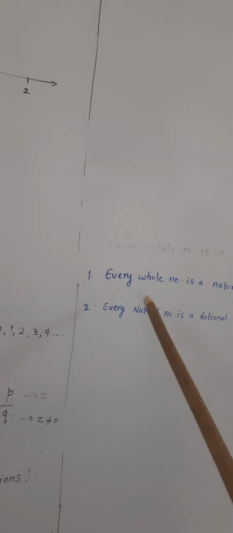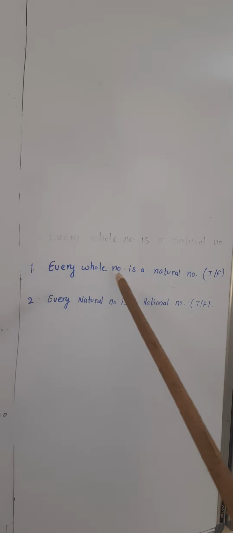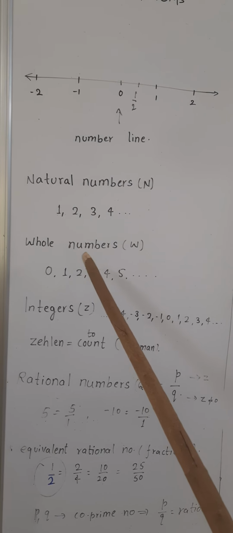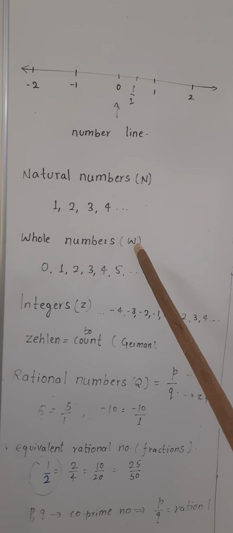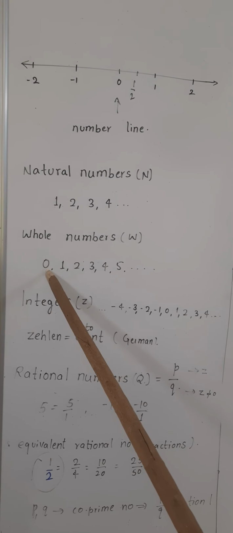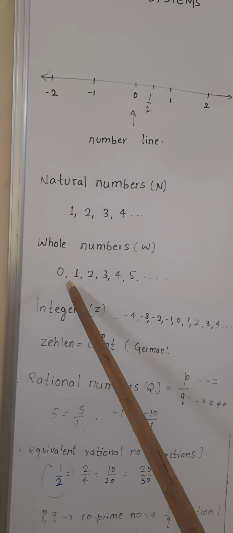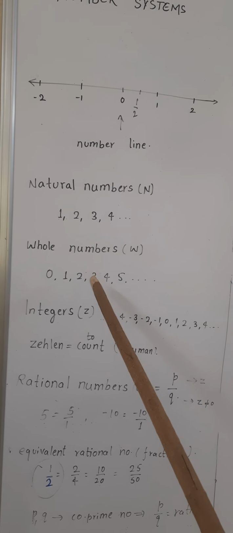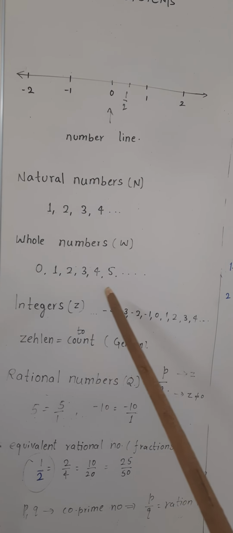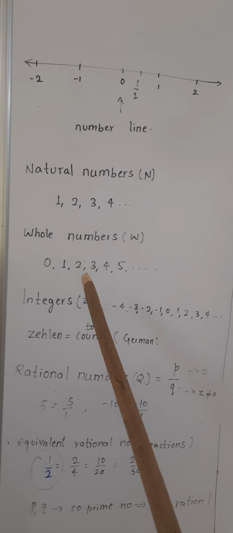Now our question was, every whole number is a natural number. So we should also know what a whole number is. Whole numbers are represented by W, and these are 0, 1, 2, 3, 4, 5 and so on, meaning including 0. You can say in other words that if we include 0 with natural numbers, it is the set of whole numbers.